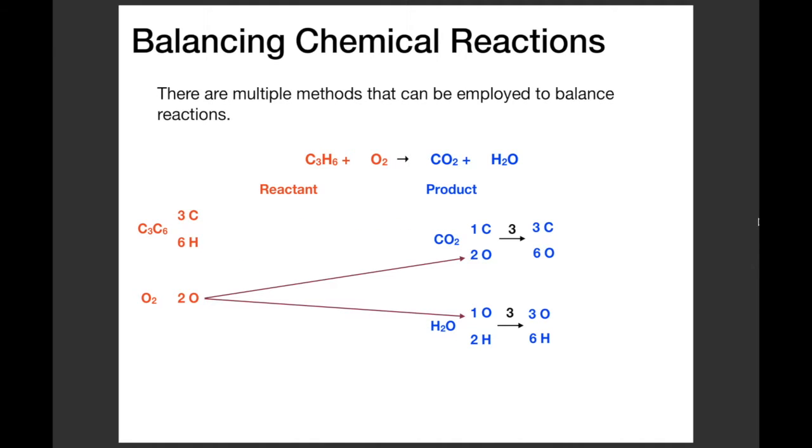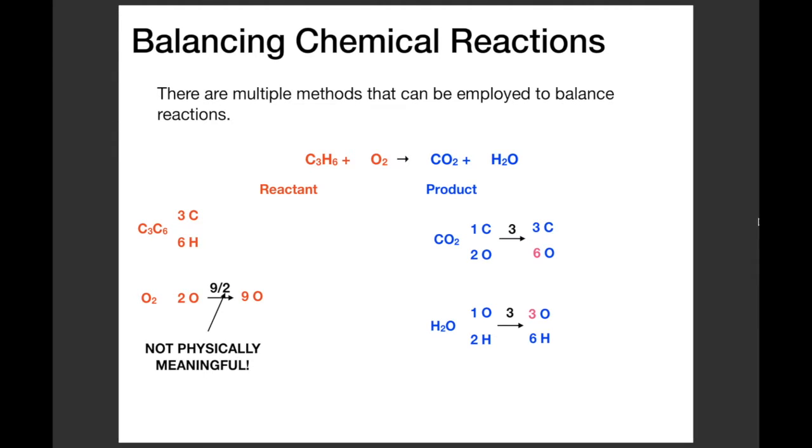We're now going to go through and balance the oxygens. What we find is that we have a total of 9 oxygens on the product side and 2 oxygens on the reactant side. Therefore, we have to adjust the number of oxygens on the reactant side. In order to take those 2 oxygens and convert them into 9 oxygens, we have to multiply through by 9 halves. That 9 halves is not a physically meaningful number.